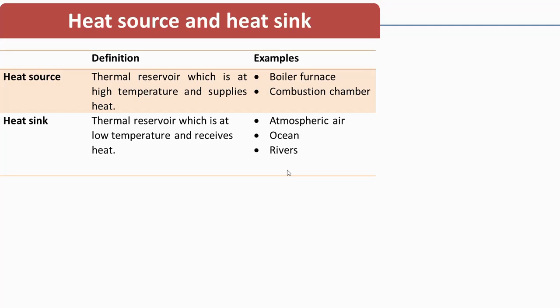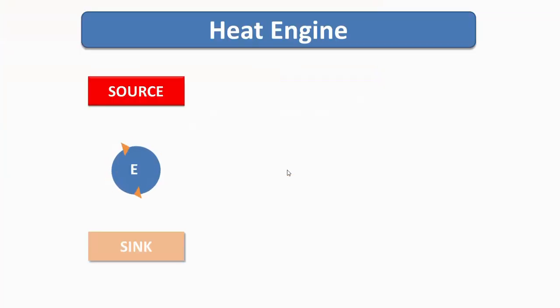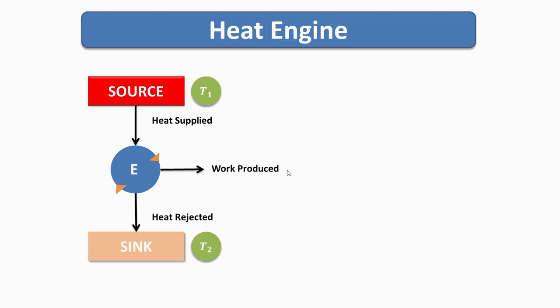Now, in the case of the heat engine, which is an application of the second law of thermodynamics, we supply heat by burning the fuel at temperature T1, and heat is rejected to the sink at temperature T2, and by supplying heat, a certain portion of the heat is converted to work. So here we can say that the engine is our thermodynamic system, where there is conversion or transfer of energy. Heat energy is converted into work energy.